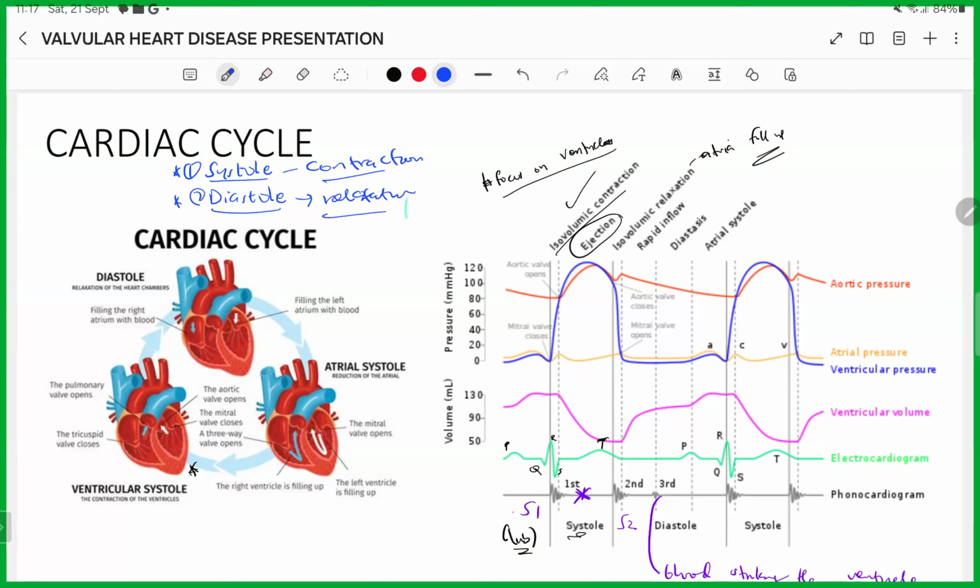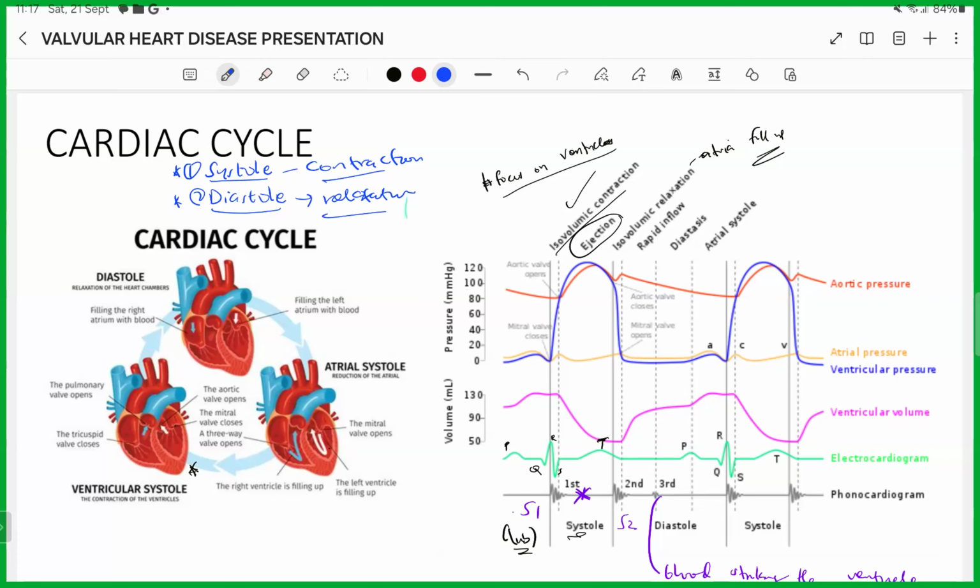So remember, let's start with the oxygenated blood coming from the rest of the body, either through the superior vena cava or the inferior vena cava. It's going to enter the right atrium, down through the tricuspid valve into the right ventricle, then pumped out through the pulmonary artery into the lungs, becomes oxygenated, comes back through the pulmonary veins into the left atrium, then again through the mitral valve into the left ventricle, through the aorta into systemic circulation.